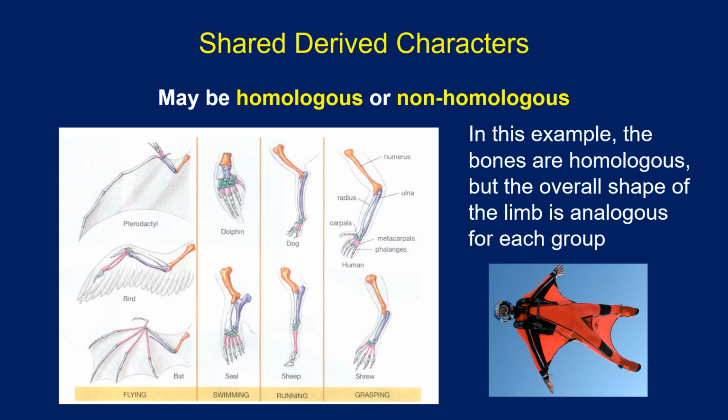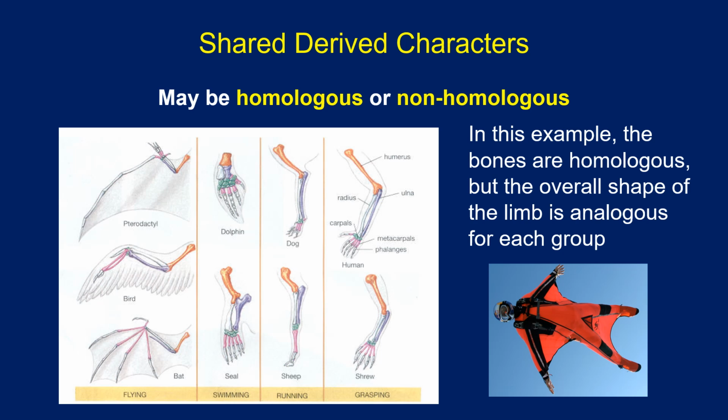Taking a look at this figure on the left, and I'm going to just focus on the first one there that shows the structure of a wing in 3 different organisms. We can see that the shape of the wing is very similar. And in fact, it's kind of similar to the guy in the wingsuit. And that's analogous. The wing has to have that shape in order for flight to occur. But now we look at the pattern of the bones.